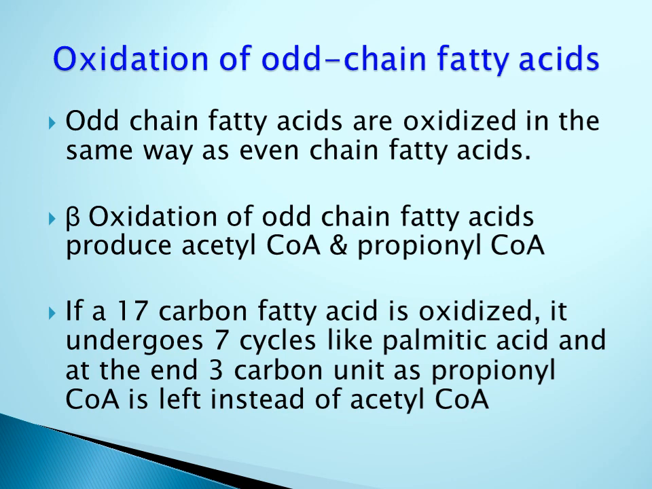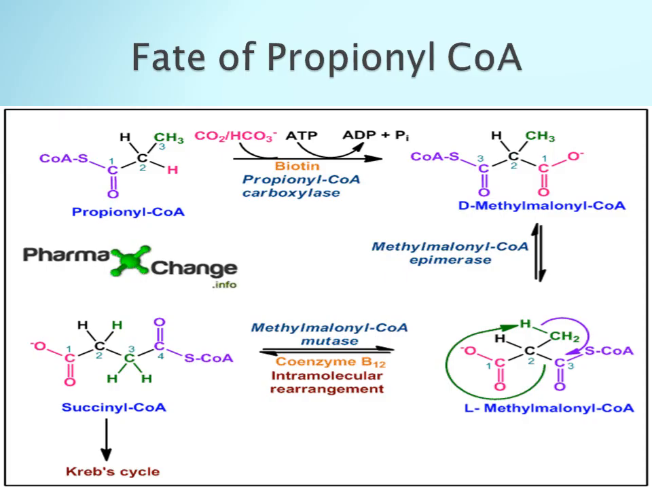So in oxidation of odd chain fatty acids, the end product which is formed is propionyl coenzyme A. Propionyl coenzyme A has different fates. It undergoes a carboxylation reaction by the action of the enzyme propionyl coenzyme A carboxylase. In this reaction, ATP is utilized and biotin is required as a coenzyme. The product formed in this reaction is D-methylmalonyl coenzyme A.